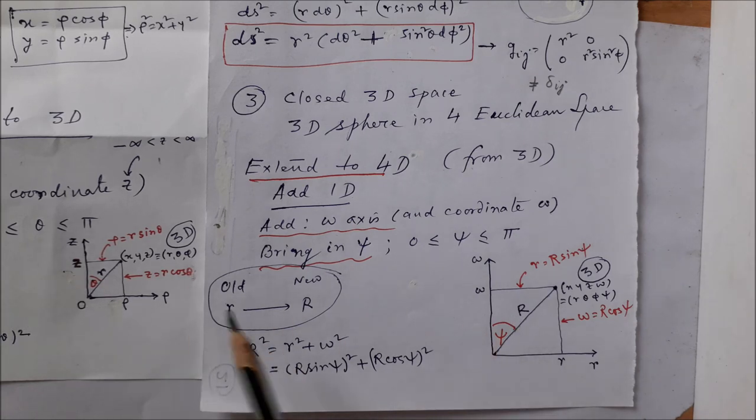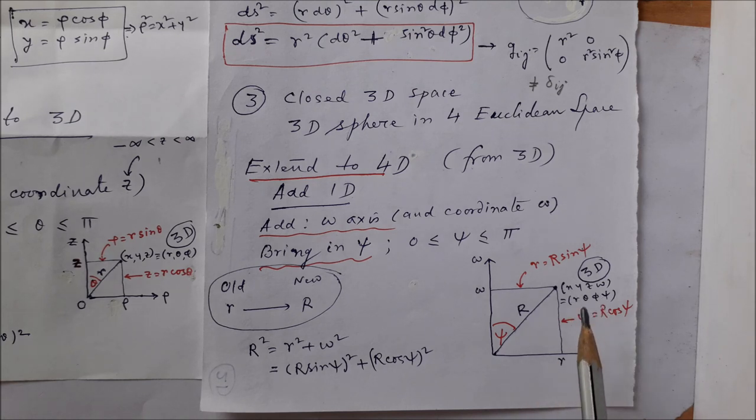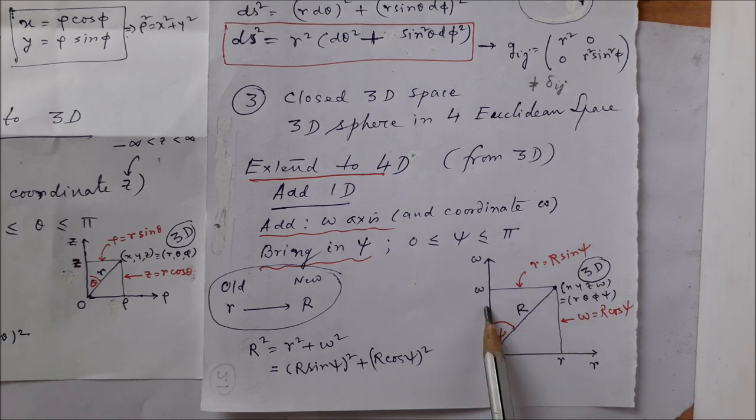Now compare the two diagrams. In 3D, the resultant of xyz, or equivalently z and rho, was r. In 4D, the resultant of xyz omega, or equivalently the resultant of r and omega, is say capital R. So we move from our earlier resultant r to the new resultant capital R. And psi is the angle between the new resultant capital R and the new coordinate omega. And all these are as per the technique we followed previously. So omega is capital R cos psi, and small r is capital R sin psi. And the new resultant capital R is connected to r and omega through this relation.